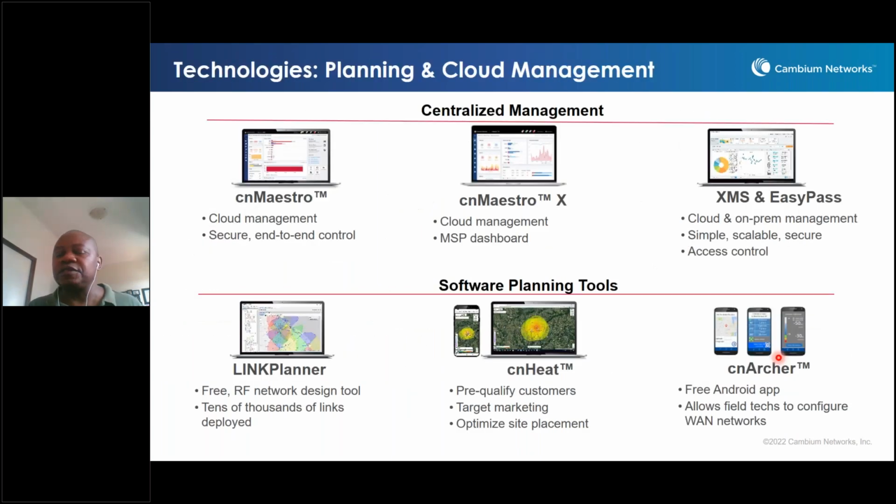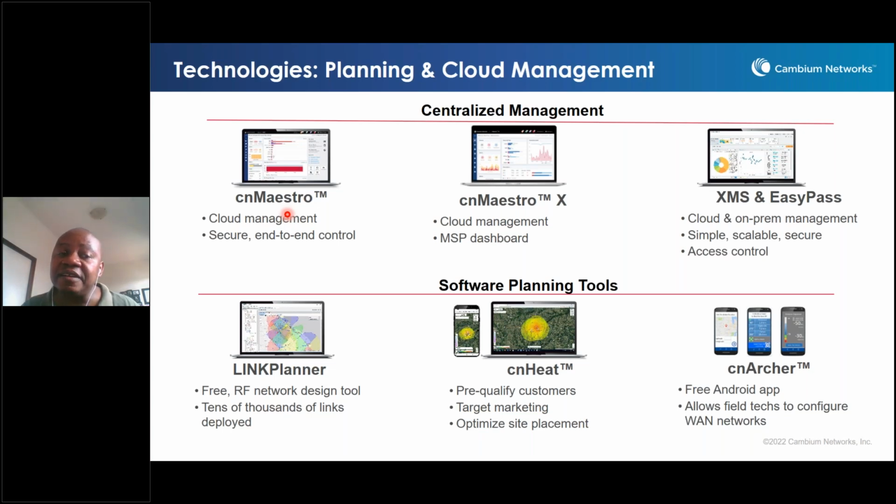Let's look at the tools, because good technology or good platforms without tools to be able to monitor or to be able to plan, to give you that confidence when you're going to deploy, doesn't say much. So first and foremost, far left is cnMaestro, which is our cloud management, either cloud or what we call on-premise or standalone. So cnMaestro is used to troubleshoot, to configure, manage, monitor, upgrade.